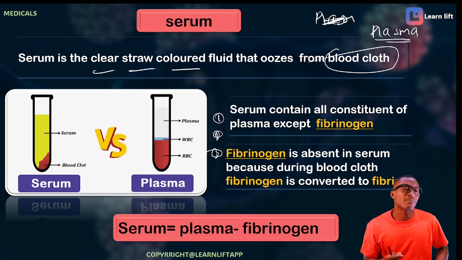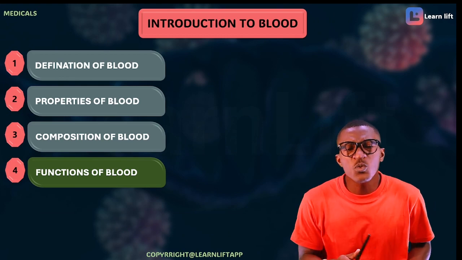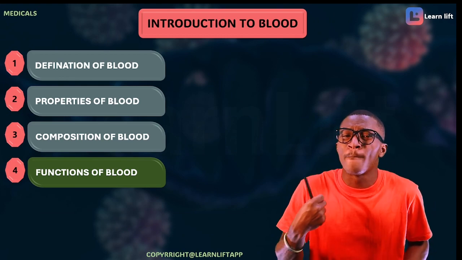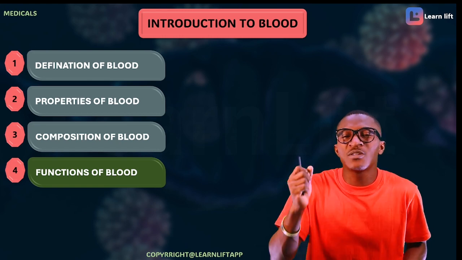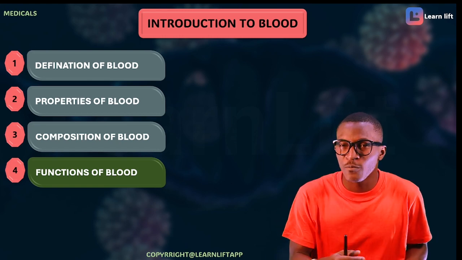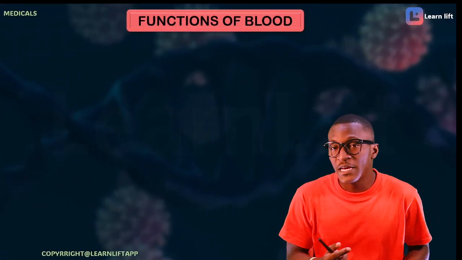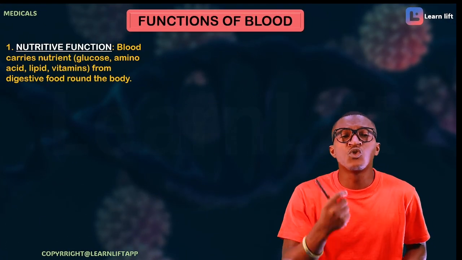Of your plasma. Okay, quickly, since we have talked about the definition of blood, properties of blood, composition of blood, let's now discuss the last for this class, which is the function of blood. What is the function of blood? Blood has practically 9 functions. Number 1, take note, nutritive function.